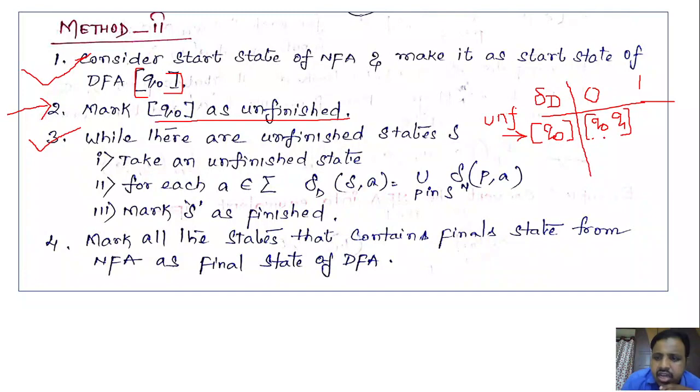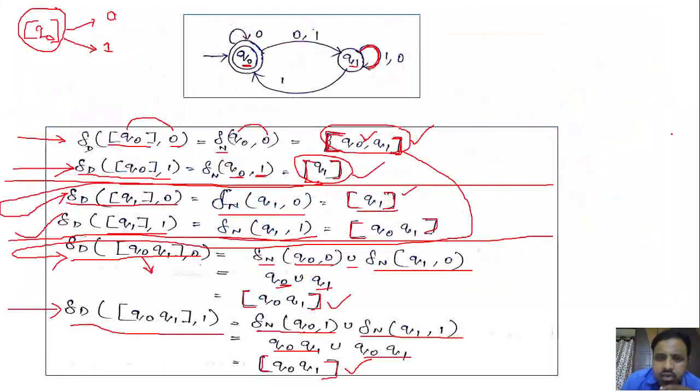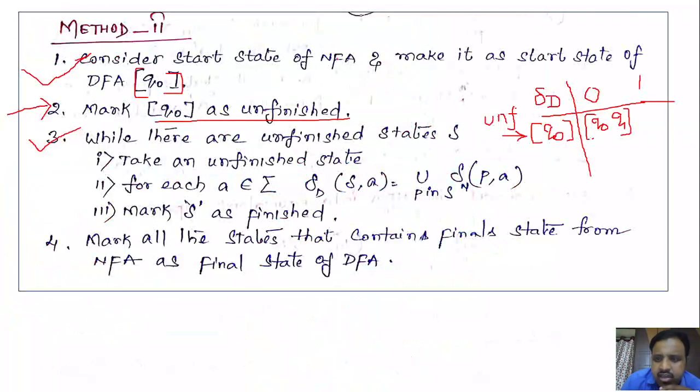Done. Next, Q naught on 1. Q naught on 1 goes to Q1 only, so we write Q1. Done. The moment we enter the transitions for state Q naught, it becomes finished.